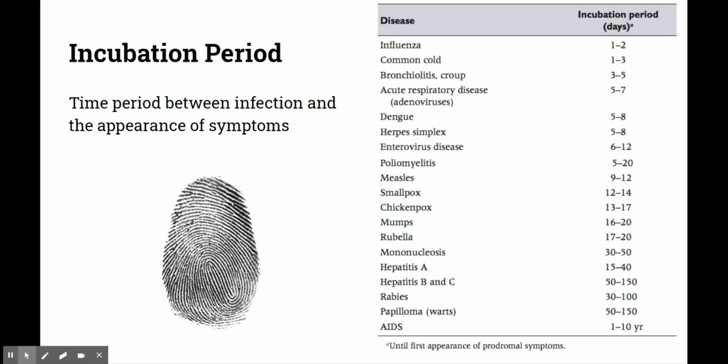And incubation periods are kind of like the fingerprints of the pathogen. So different viruses and bacteria have different incubation periods. Some of them are very short, some of them are less than a day or a few days, and some of them can be very, very long. The epidemic curve allows us to visualize this in a pretty easy way.